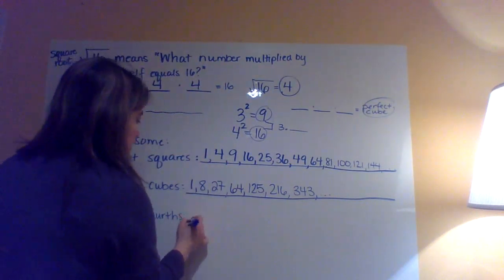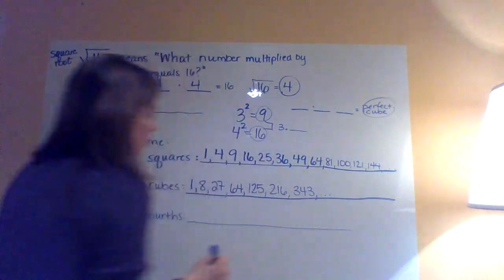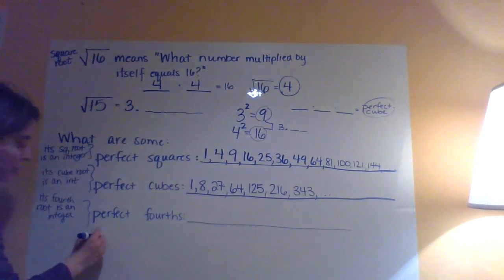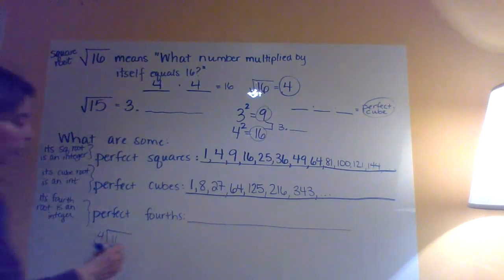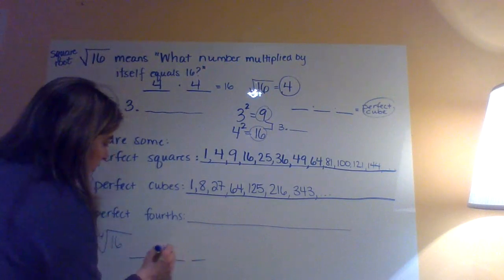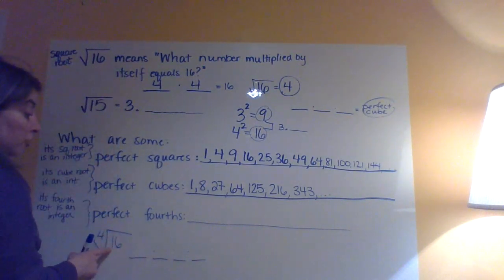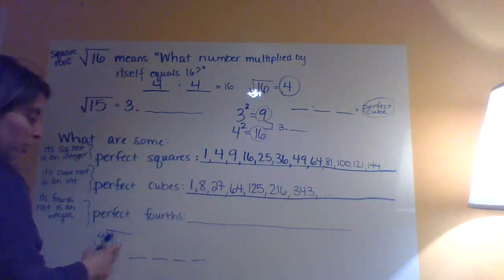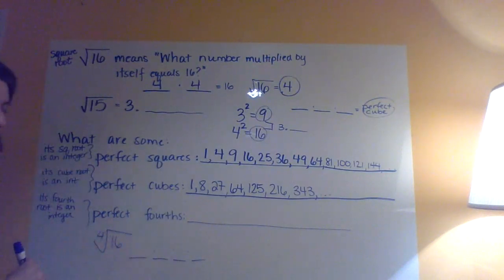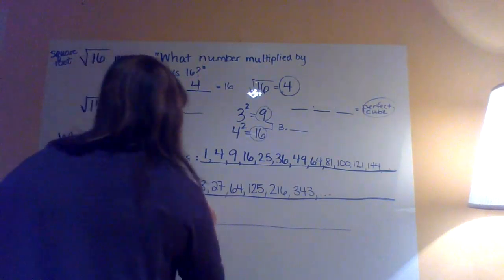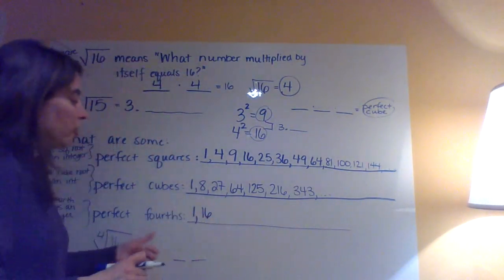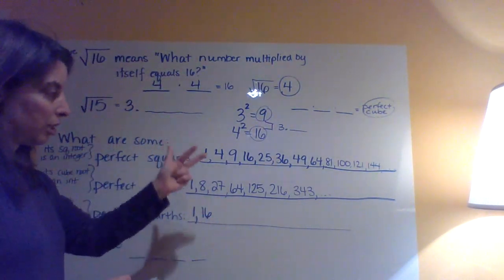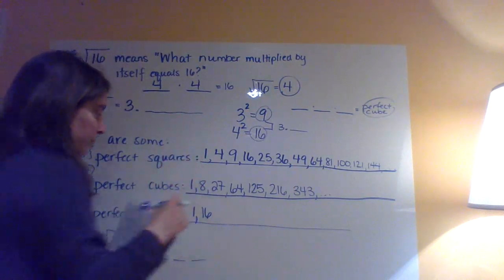Okay, perfect fourths. By now you probably understand what this is, right? This is saying that a fourth root of something, like 16 for example, is some number multiplied by itself 4 times that equals this. So instead of trying to just guess numbers that will work, let's build them by having the same number multiplied by itself 4 times. So 1 times 1 times 1 times 1 is still 1. 2 to the 4th is going to be 16. 2 times 2 is 4, times 2 is 8, times 2 is 16.